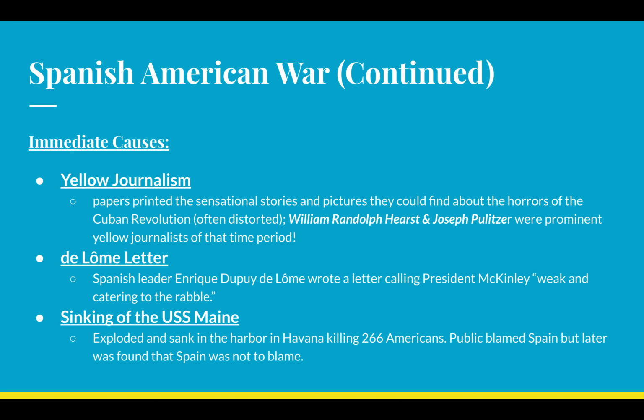And the two big yellow journalists during this time period were William Randolph Hearst and Joseph Pulitzer. You see, I have them in bold there. It's important for you to recognize these names and know that they're synonymous with yellow journalism. That's going to be one cause. Yellow journalism really gathered the United States public's interest, and it really supported the public for this conflict with Spain.